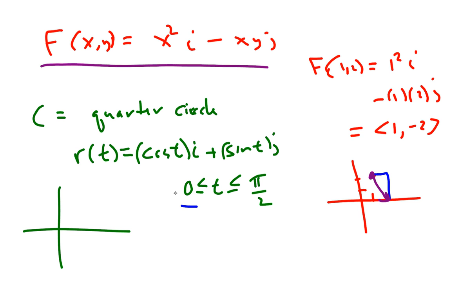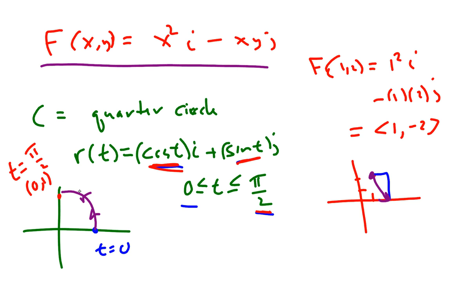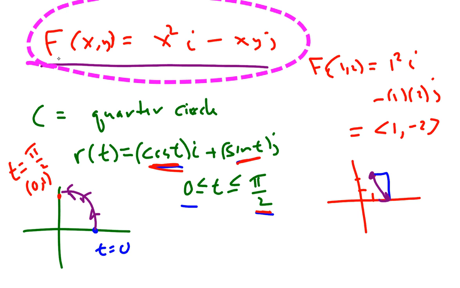If you plug in 0, the cosine of 0 would be 1, and the sine of 0 would be 0. So this would correspond to t equals 0. If you plugged in pi over 2, then the cosine of pi over 2 is cosine of 90, which is 0, and the sine of 90 is 1. So you'd land up here at the point 0, 1, and that would correspond to t equals pi over 2. And so what you're doing really is moving along this quarter circle path in this direction, and every point along the path is going to have a vector associated with it determined by this formula up here. So that's what you have.